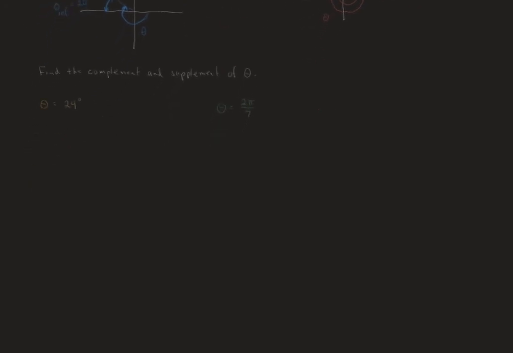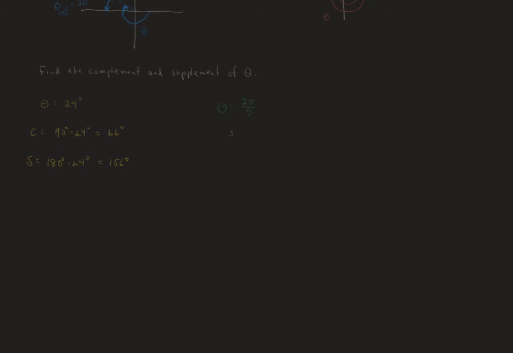All right, let's find the complement and supplement of these angles. So the complement is going to be the angle that when you add it to 24 adds up to be 90. So the complement is 90 minus 24, and I think that's going to be 66 degrees. The supplement is what will add up to be 180. And so if we subtract 24 from 180, I think that's going to be 156. So there's our complement and supplement.